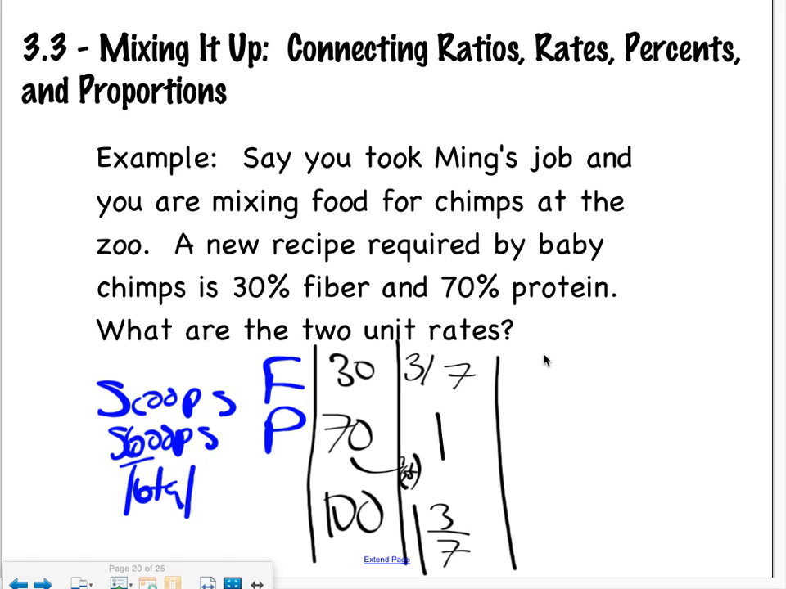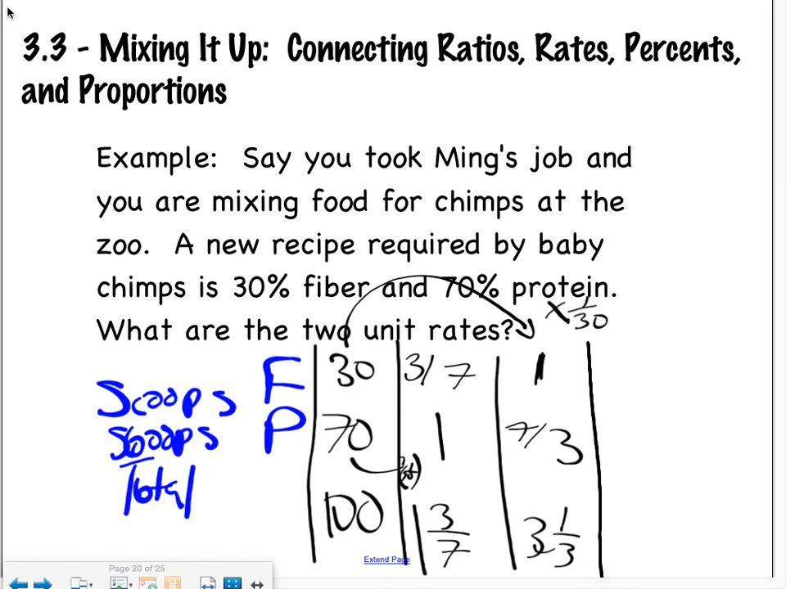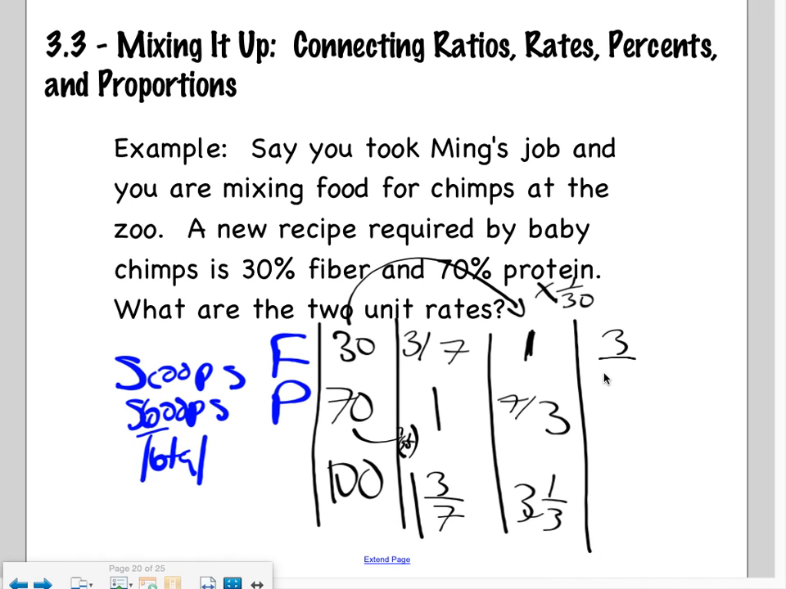Okay, now if you want to find the unit rate where the number of fiber scoops is 1, we could scale this. So how do you get from 30 to 1? You multiply by 1 over 30. So if you multiply 70 by 1 over 30, it reduces to 7 over 3. Total scoops, you add that up, 1 plus 7 over 3 gives you 3 1/3. Okay? So now we know from this our unit rates. So we have 3/7 fiber for every 1 protein, and we have 7/3 protein for every 1 fiber.